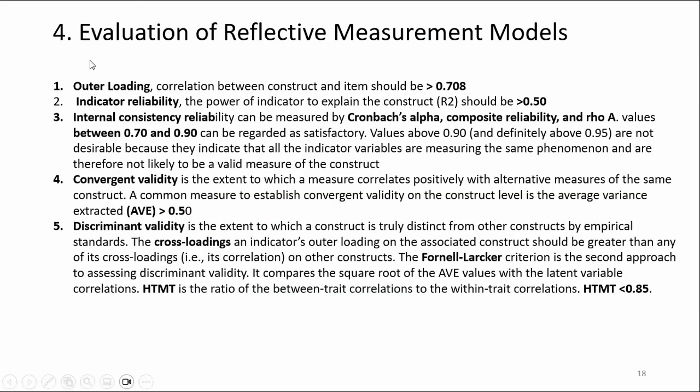There are some indicators that should be satisfied in the reflective measurement model. The first is outer loading for each item. The outer loading should be greater than 0.708. And then the indicator reliability, which means the outer loading squared, or R square, should be greater than 0.5.